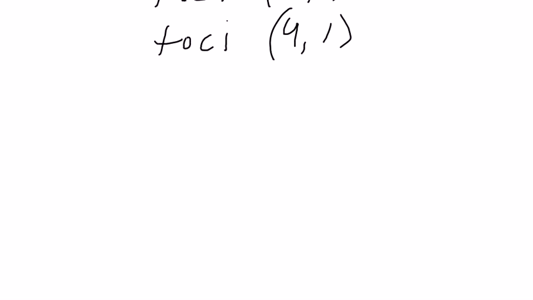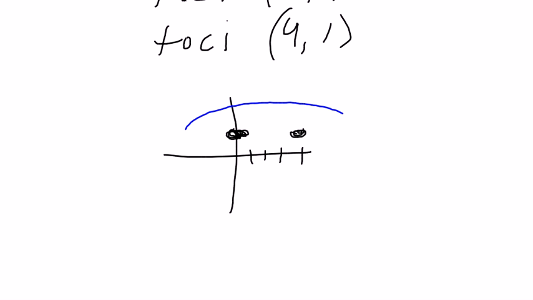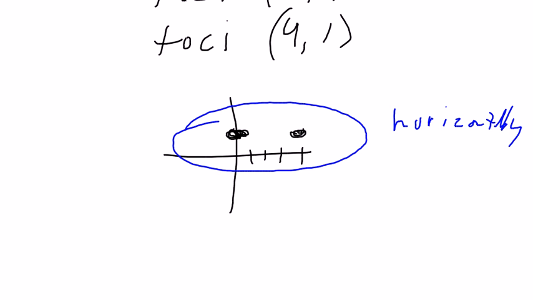Okay, well, if I plot those 2 points, (0, 1) will be right about here, and (4, 1) will be right about here: 1, 2, 3, 4. I know my ellipse is going to go around this, and it's going to be oriented horizontally. We can put some ears on this guy, I guess. Okay, sorry. Moving on. So this guy's going to be oriented horizontally.